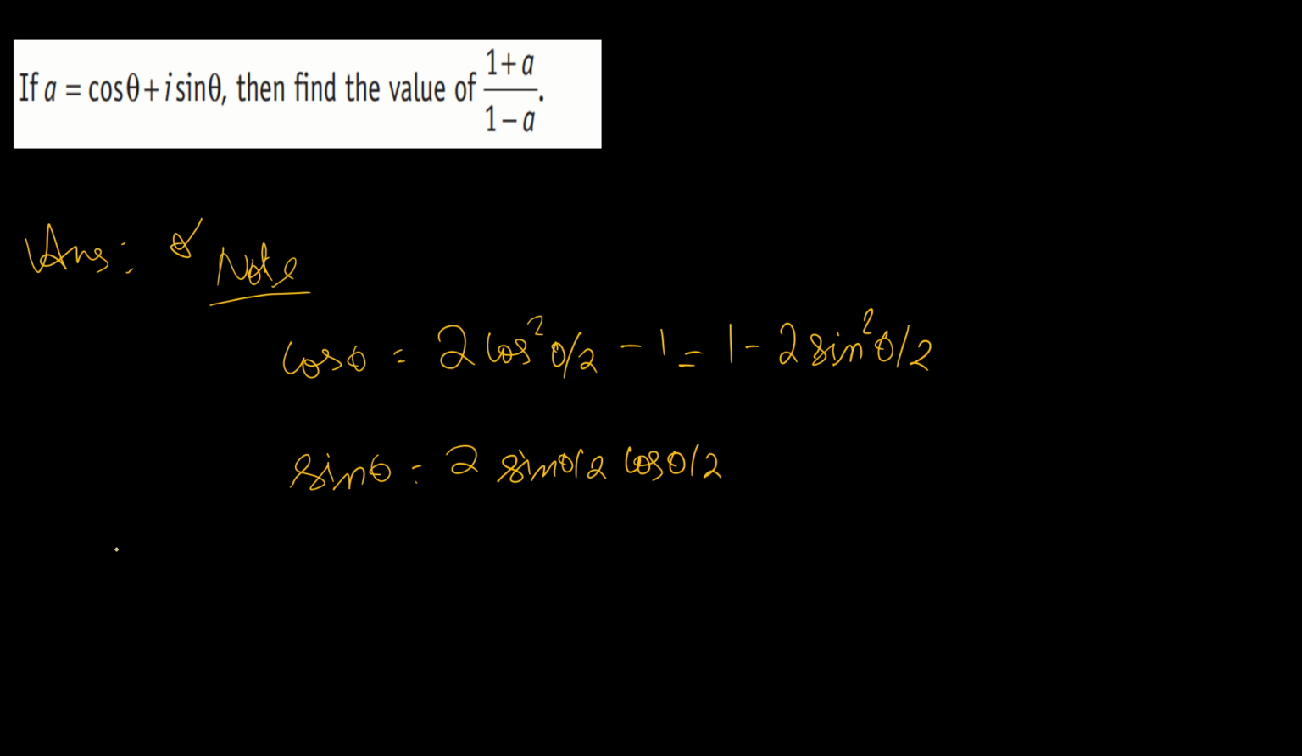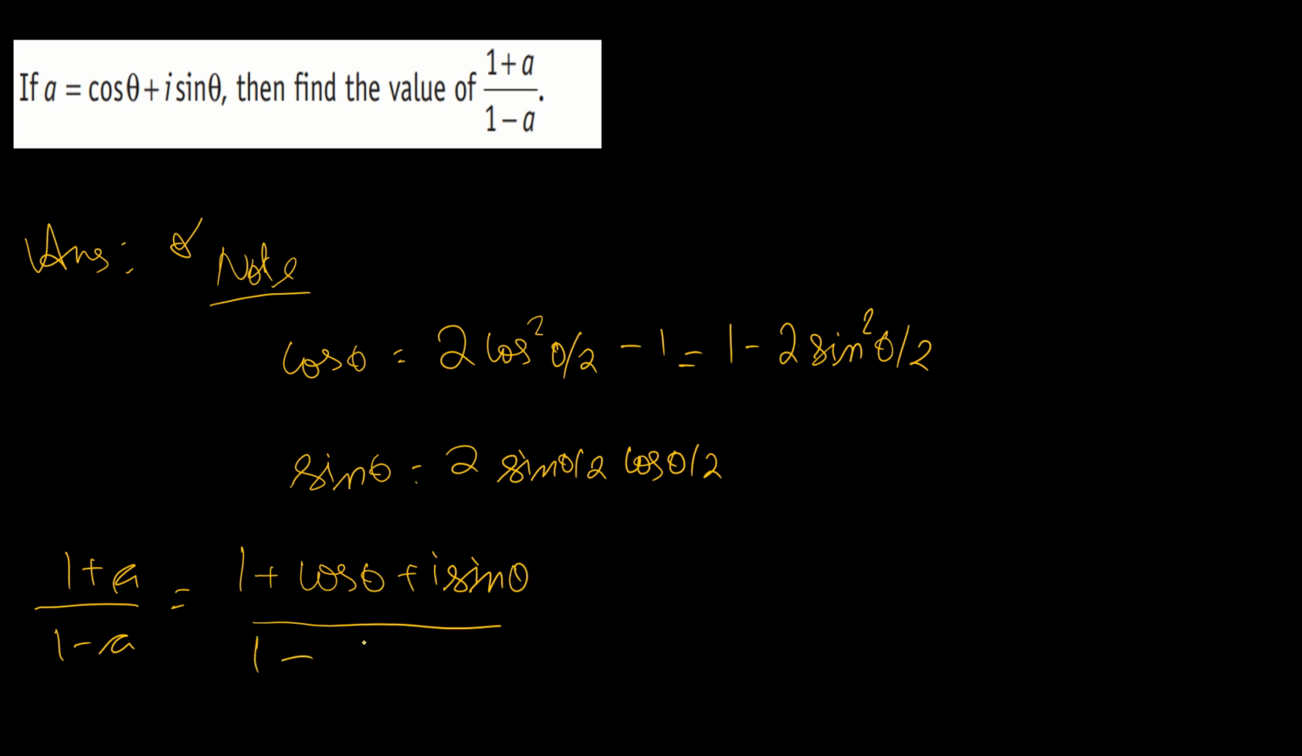We have to find the value of 1 plus A divided by 1 minus A. Let us substitute the values there. That is 1 plus cos theta plus I sin theta, divided by 1 minus cos theta minus I sin theta. Here I'm going to apply the above formulas. In the numerator, instead of cos theta, I'm going to put 2 cos square theta by 2 minus 1. And for the denominator, for cos theta, we put 1 minus 2 sin square theta by 2.